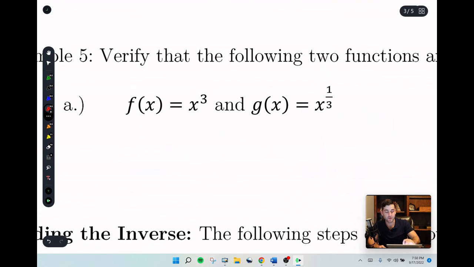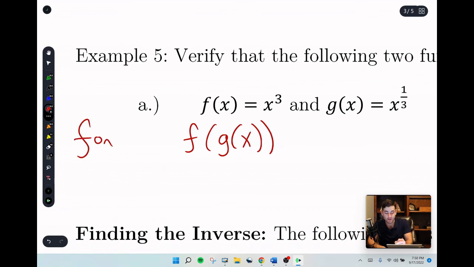So let's see. Let's compose these two functions. Let's go f of g of x. And actually, I should write it in the composition way that you might see someday.